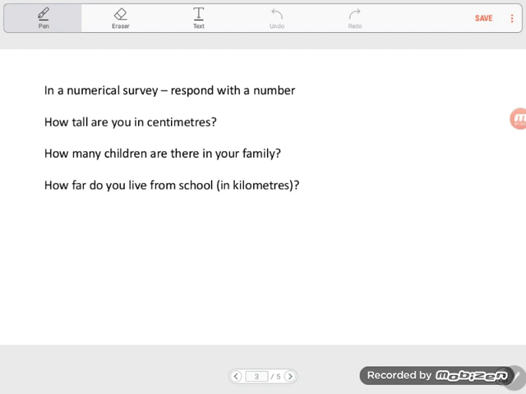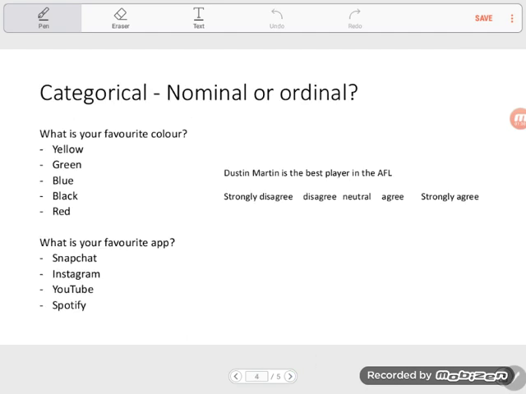In your numerical survey, you'd respond with a number. How tall are you in centimetres? 180.5 centimetres. How many children in your family? 2. How far do you live from school? Oh, I'm about something like 20 kilometres. Okay, so in those situations, I responded with a number. That's numerical.